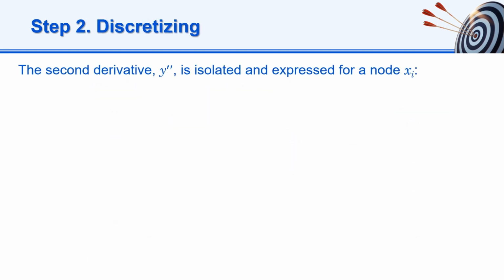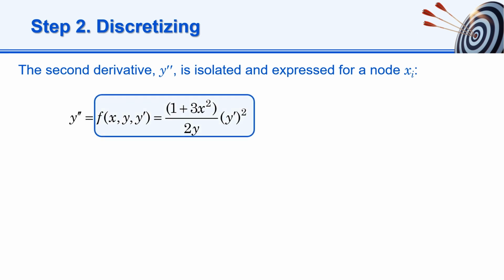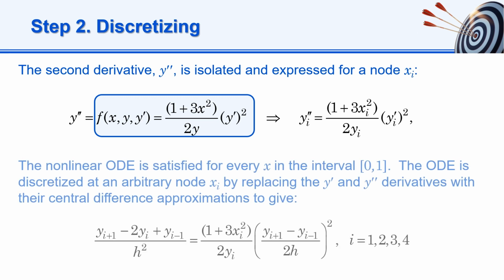In step 2, the second derivative is isolated. The given differential equation is satisfied for every x from 0 to 1. The highlighted function f is also found in this step. The ordinary differential equation is discretized at an arbitrary node x_i by replacing the first and second derivatives with their central difference approximations to give the following general difference equation.